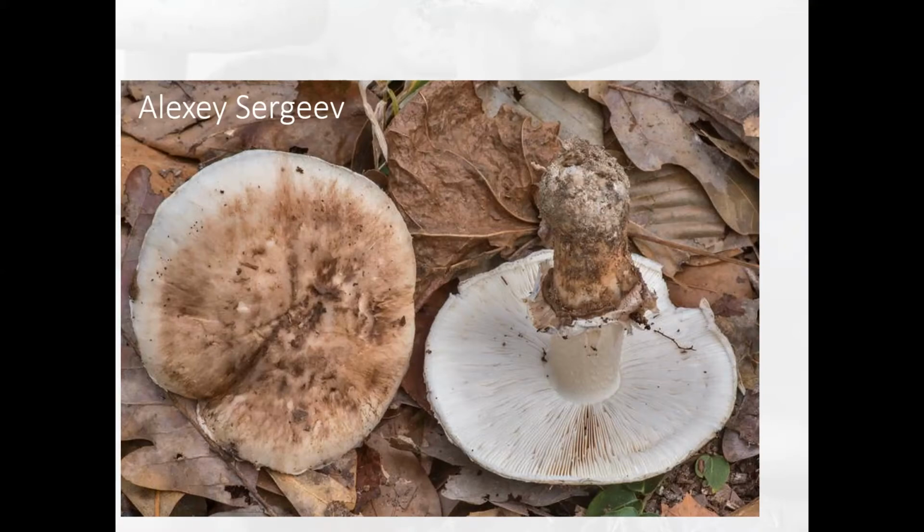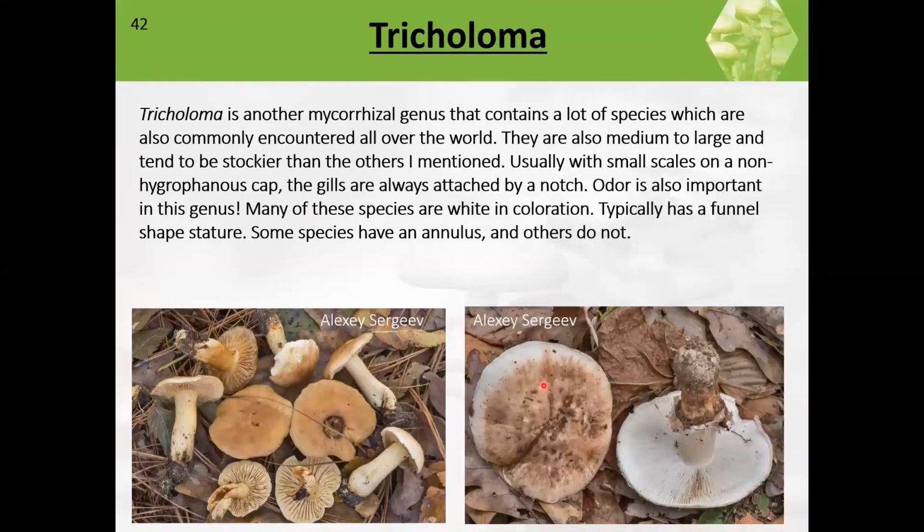So at times it can be really confusing looking at gill attachments, and you're going to have to look at it over and over again to really understand the terminology and actually apply it in real life. So the tricholomas, they can have a ring around the stem, or an annulus, or they can just be bare as well. And usually they really love pine and coniferous trees. So we don't really have that much up here in North Texas, but towards East Texas, there's a lot more.